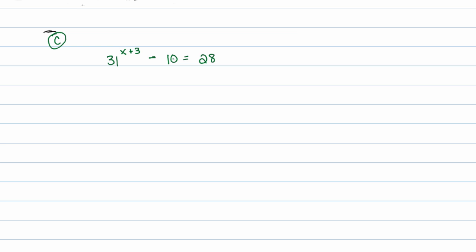But I have some other things going on in this problem, so I need to add 10 to both sides first. You have to get the exponential by itself first before you take the log of both sides. So we're going to solve for the exponential first. When you add 10 to both sides, you get 38 here. And now I'm going to take the log base 31 of both sides.